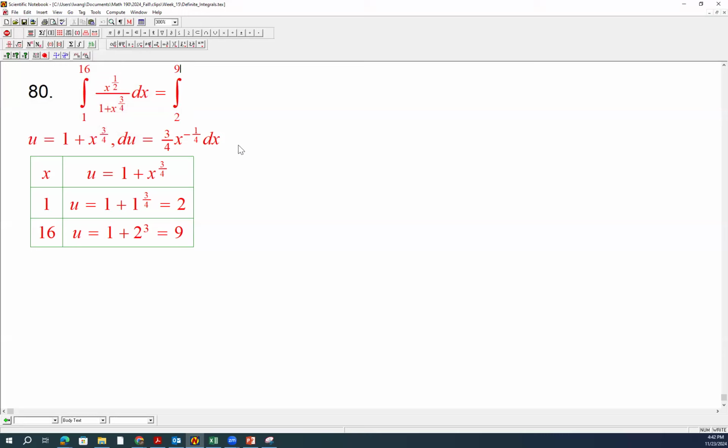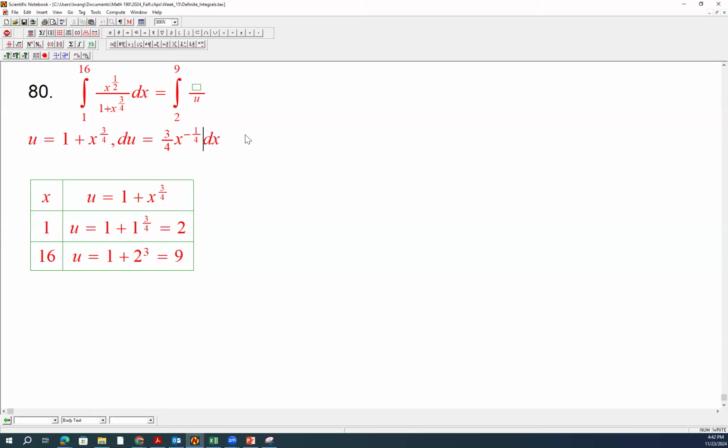Okay? And this part is u, right? So we've got a u here in the denominator. But how about the half times x raised to the power half dx? How would that work? Okay, so now what we can do is the following.